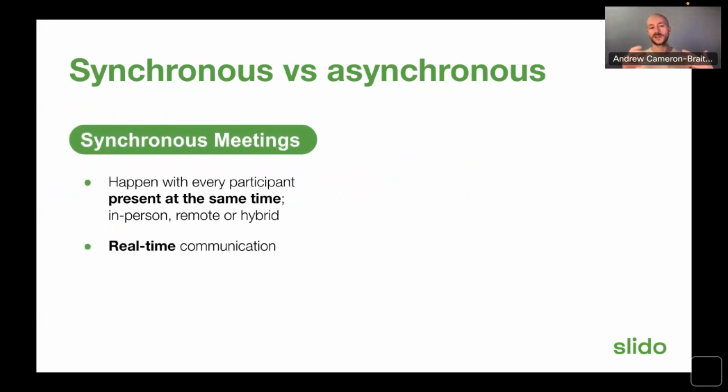So as we begin, let's actually look at the difference between synchronous and asynchronous meetings. Maybe you're not familiar with these terms at all, and that's okay. We'll explain what we mean, and I am going to be using these words a lot over the next 5 minutes or so, so it's good to know. First, looking at synchronous meetings. These are the ones that happen with every participant present at the same time. In person, in the office, or maybe remote on a video call, or maybe both of those combined in the hybrid setup. It's real-time communication that we're having with the team.